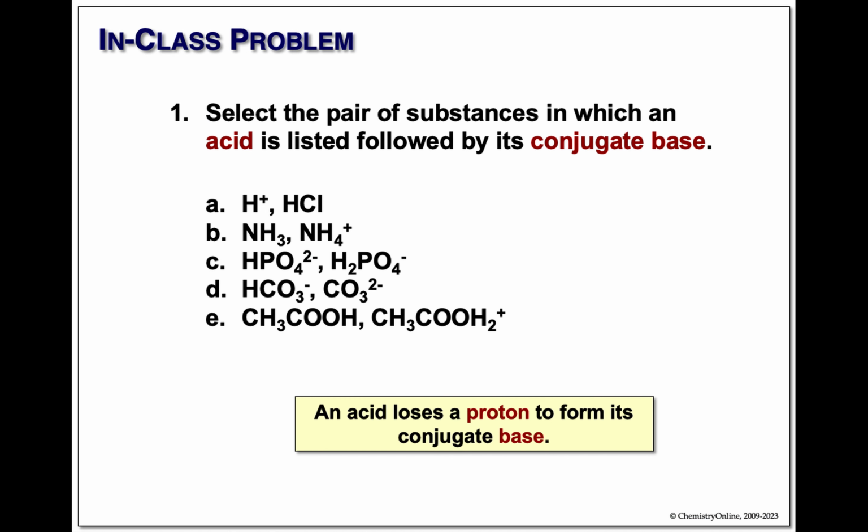If we lost H plus here, what would we have? Nothing. Certainly wouldn't have HCl, that's wrong. If this was our acid and it lost a proton, it would form NH2 minus, wouldn't it? Not NH4. If this loses a proton, we would form phosphate, not hydrogen phosphate. If hydrogen carbonate loses its hydrogen, what does it form? Carbonate. By George, that's an acid-base pair. Here, we are not losing a proton, we are gaining one. So D is our correct answer. Any questions?